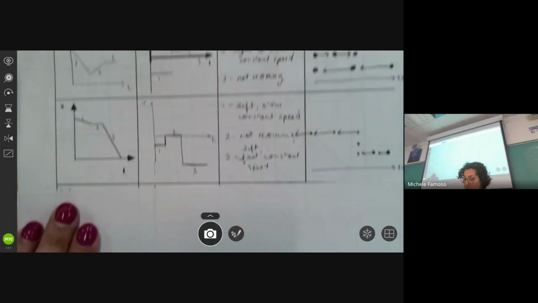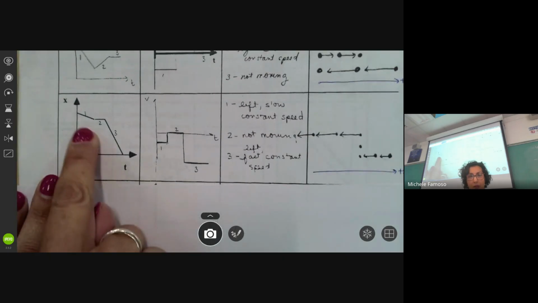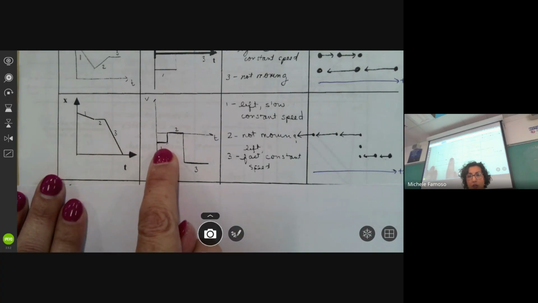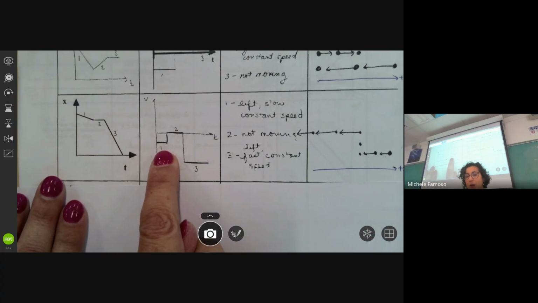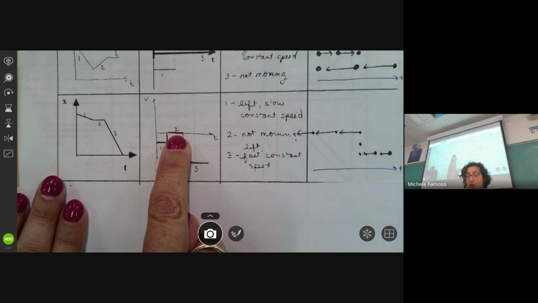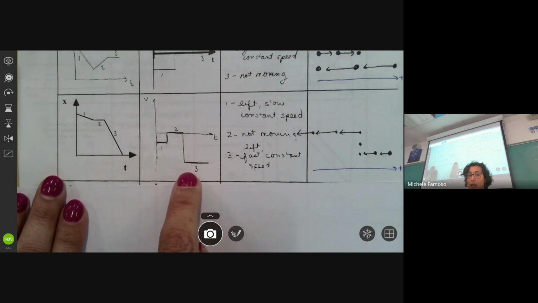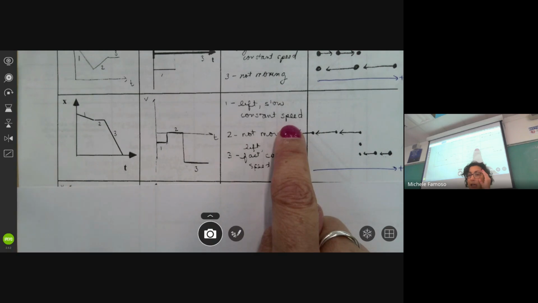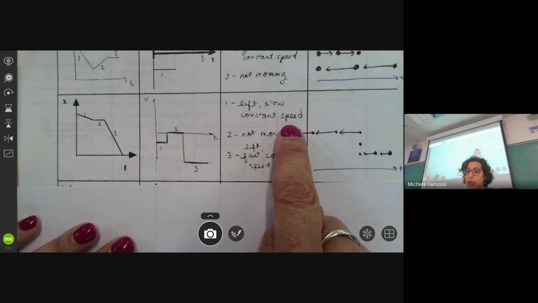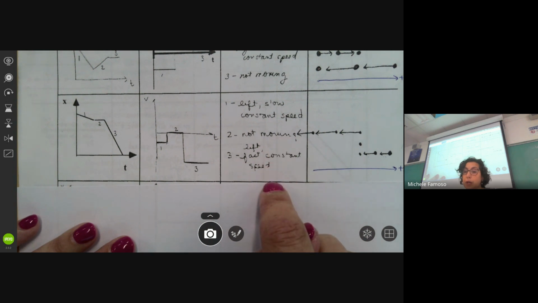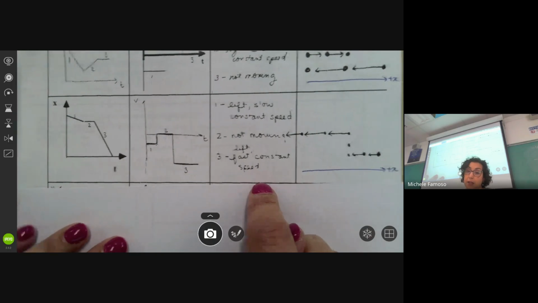Okay, the next one. This was the graph I gave you, segments 1, 2, and 3. 1 should be a horizontal line in the negative quadrant, but fairly close to the time axis. Number 2 on the velocity graph should be on the 0 velocity value on the time axis. And 3 should be far away from the time axis in the negative quadrant. So 1 is traveling to the left with a slow constant velocity or speed. 2 is not moving, and 3 is also going left, but with a fast constant velocity or fast constant speed.